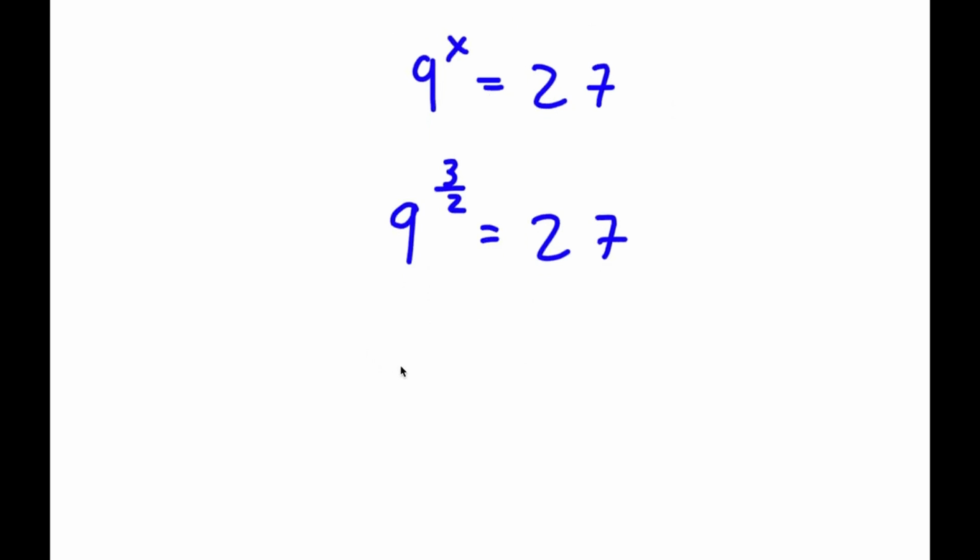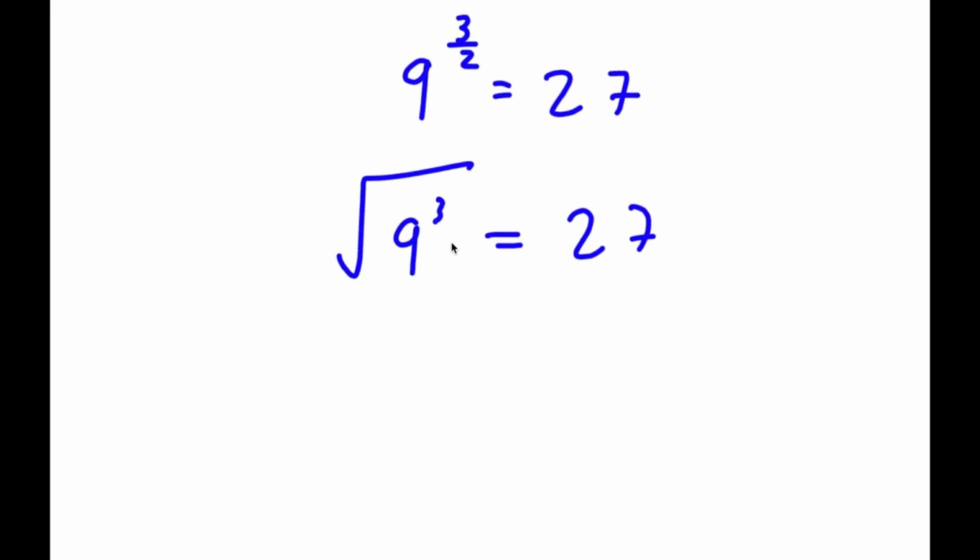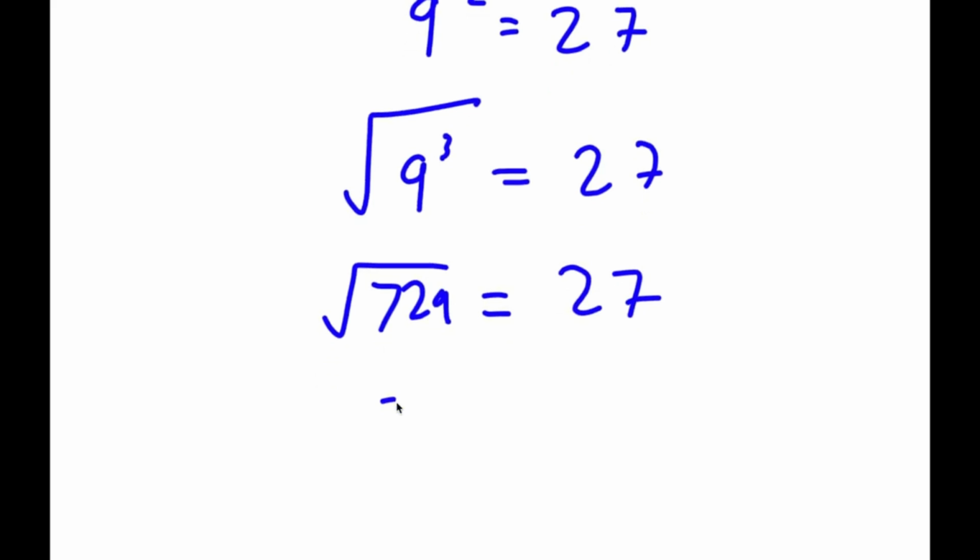Now 9 to the power of 3 over 2, this is the same thing as the square root of 9 to the power of 3. Now 9 to the power of 3, 9 times 9 is 81. 81 times 9 is going to be 729. So I have the square root of 729. And the square root of 729 is 27.